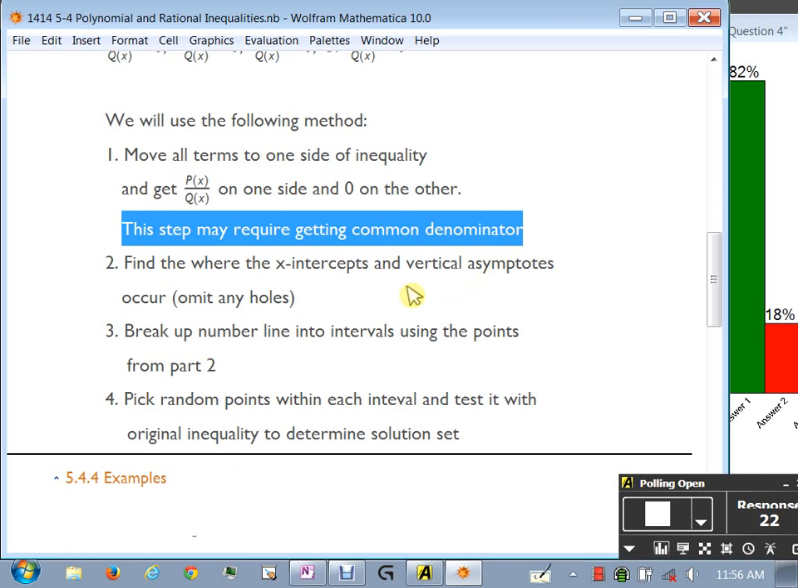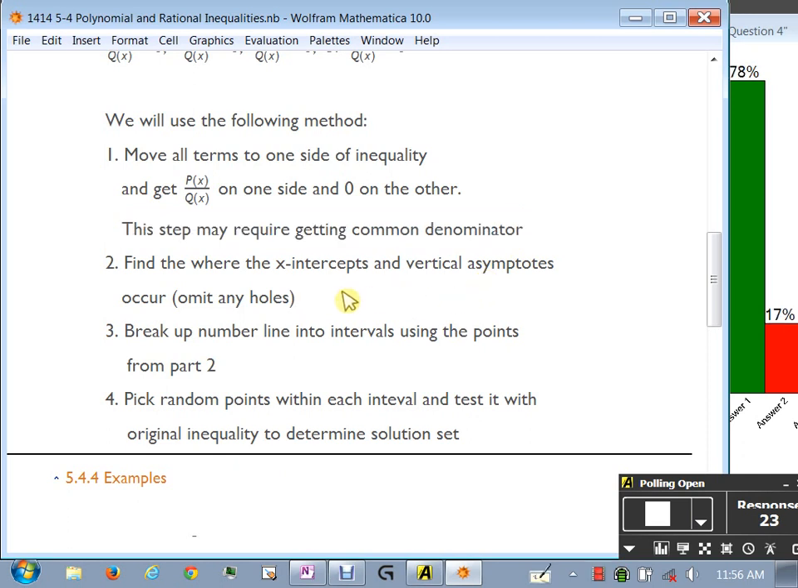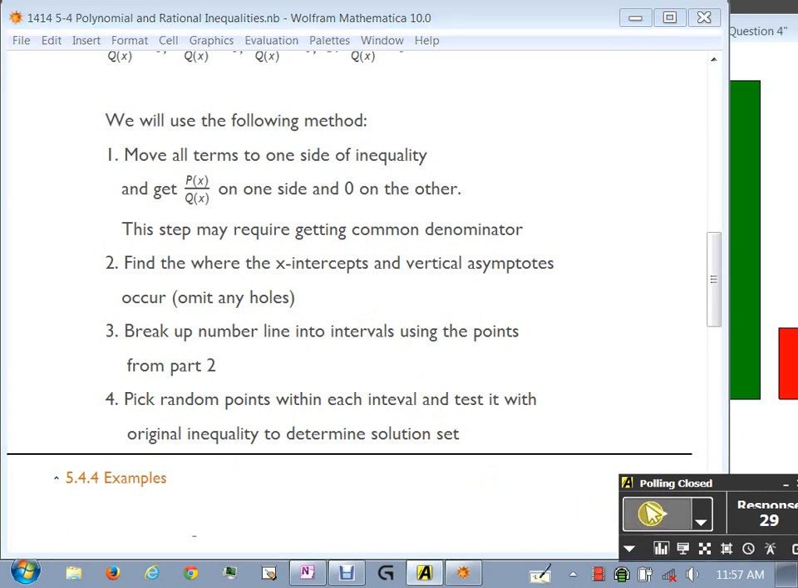After we've done that, we find where the x-intercepts and vertical asymptotes occur. Now remember, when we were studying rational functions, for the x-intercepts you set the top equal to 0. For the vertical asymptotes, you set the bottom equal to 0. We're going to find where those two things happen. Then we're going to make a number line and break it up based on those answers. And then we're going to use test points, just like we did with the rational functions. Remember, we had to break it all up, and then plug test points in. We're going to do the same thing here.